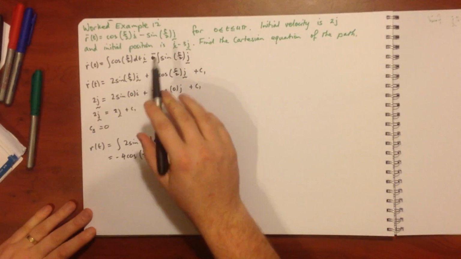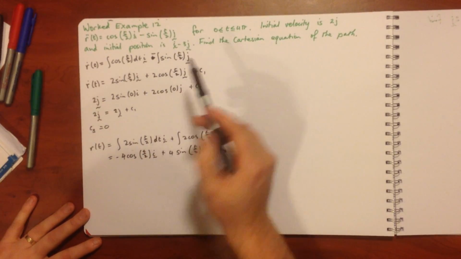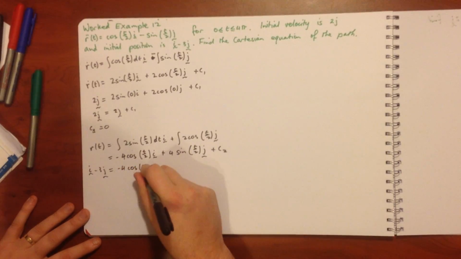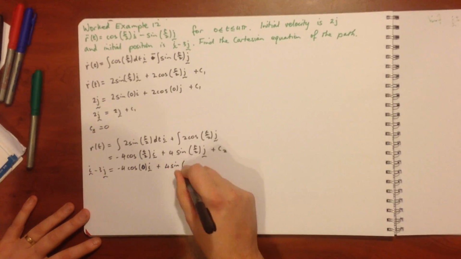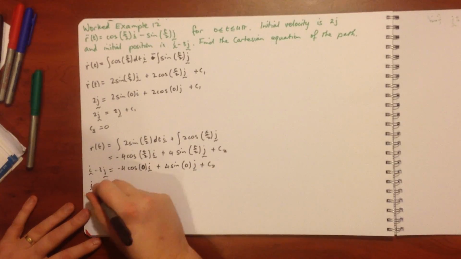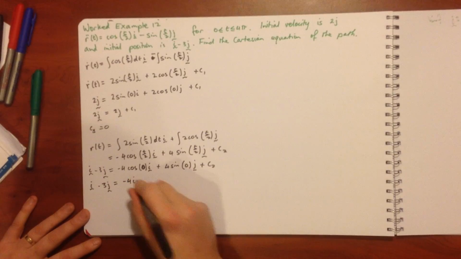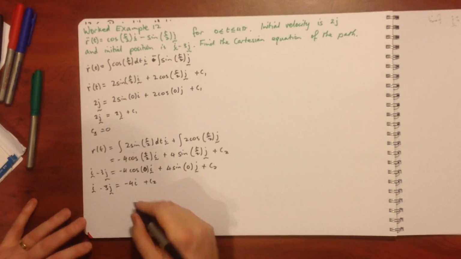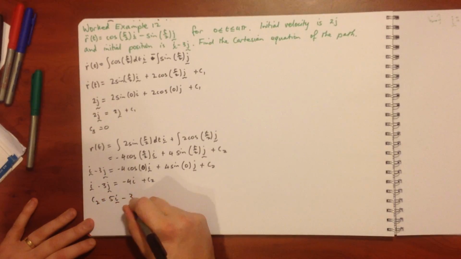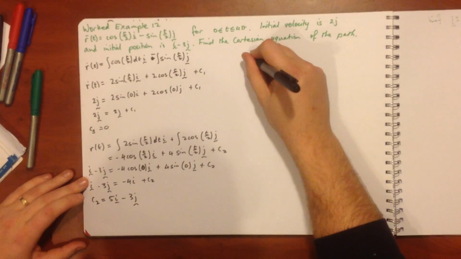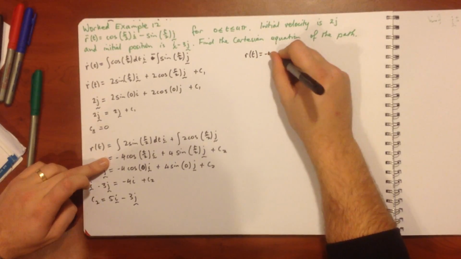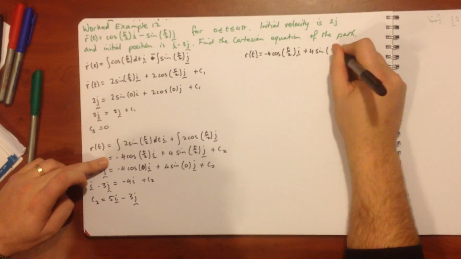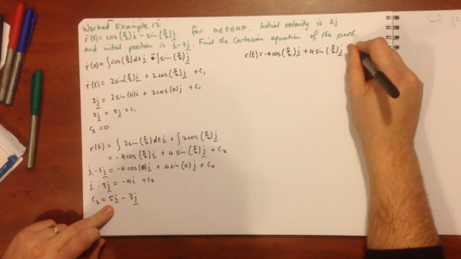Don't forget our constant. Again, we know our initial position is equal to i minus 3j, so that's when t equals 0. So we're going to say then that i minus 3j is equal to minus 4 cos of 0 i plus 4 sine of 0 j plus our C2. Cos of 0 is 1, so we've got minus 4i, sine of 0 is 0, so that disappears, plus C2. We need to add on our 4i, so we get our C2 is equal to 5i minus 3j. So I'll come up here now, and we can say our r of t then is going to equal minus 4 cos of t on 2 i plus 4 sine of t on 2 j plus our 5i take our 3j.